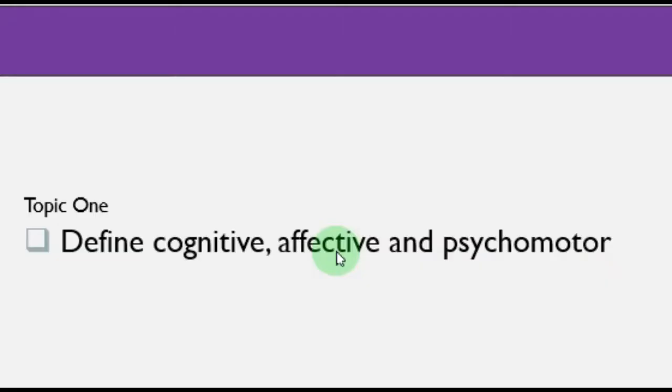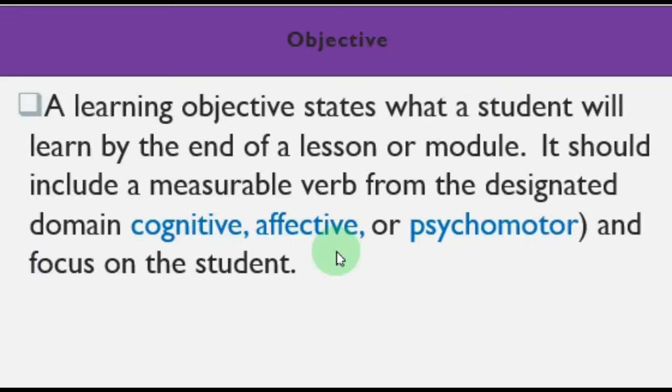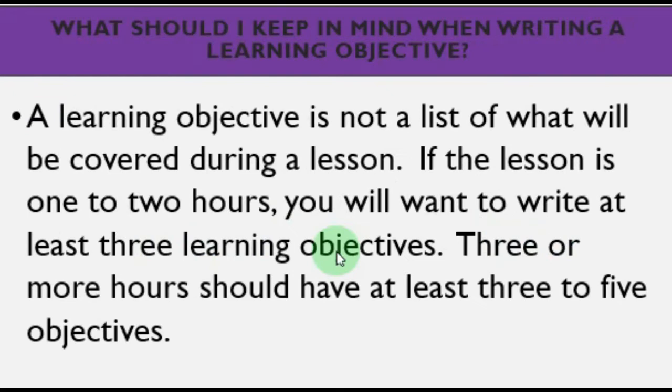All right. Topic 1, we need to identify what is cognitive, affective, and psychomotor. So, paano ba natin ma-identify kung ang objective na ginagamit natin ay cognitive, affective, and psychomotor? A learning objective states what a student will learn by the end of a lesson or module. It should include a measurable verb from a designated domain. Okay, by using the verbs na gagamitin natin. Okay? What are the verbs? Later, di-discuss natin. What should I keep in mind when writing a learning objective?